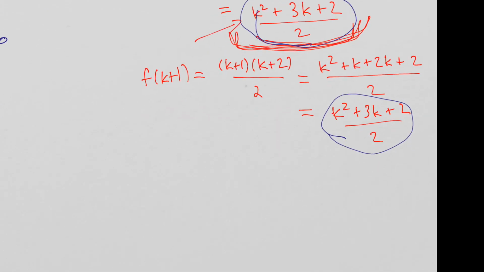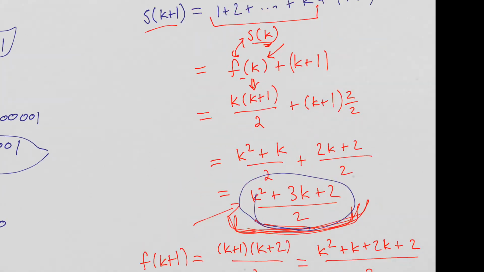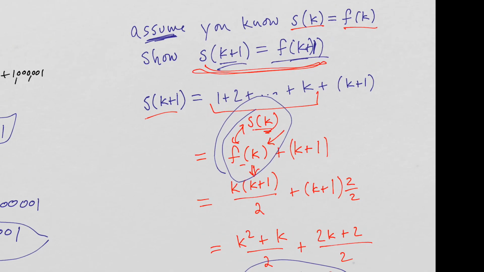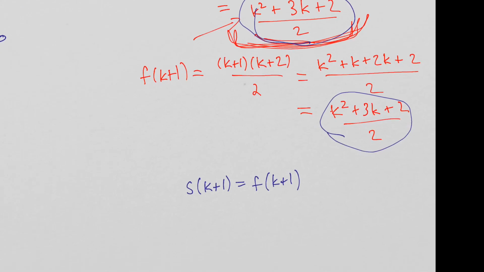So what we've shown is that S of k plus 1 is equal to f of k plus 1 under the assumption that I could make this swap. So, again, I know I'm harping on this, but assuming you didn't lie to me that this is true, this also has to be true. Okay. And now the final claim is that this actually proves it for everything.